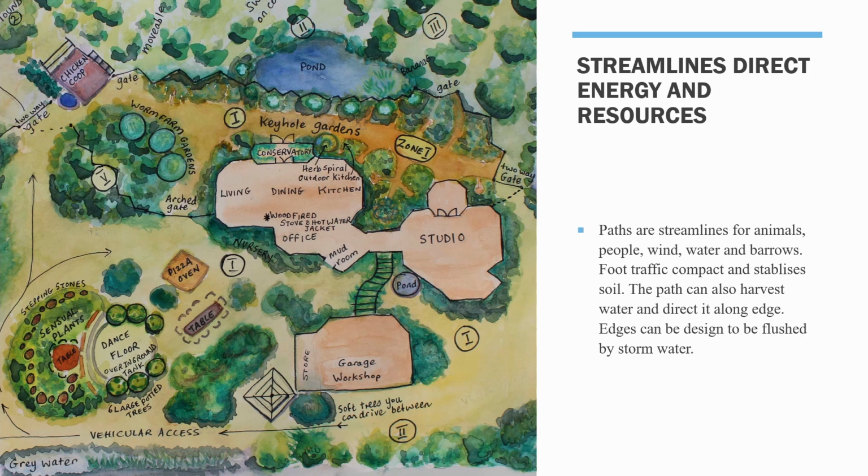We use streamlines in paths for two basic reasons: to help people get somewhere without too much delay, but also because we know that the foot traffic and the wheelbarrows will compact the soil, and this will help to stabilize a slope if we position it so that it's not eroding the slope but is reinforcing the contours. And the edges of the paths can be designed so that stormwater will flush them out.